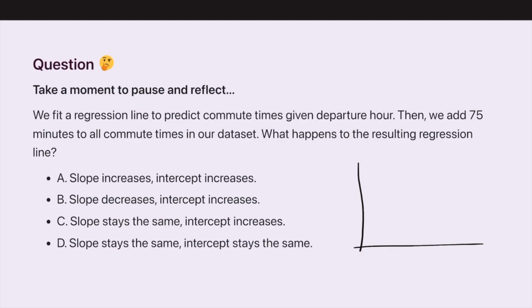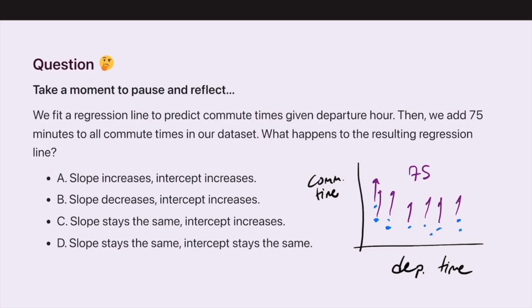If we have our commute time and our departure time, and we have something kind of like our data set right now, that's just an example, and we have our line just like this. Then what happens if we take this and we add 75 to each uniformly?